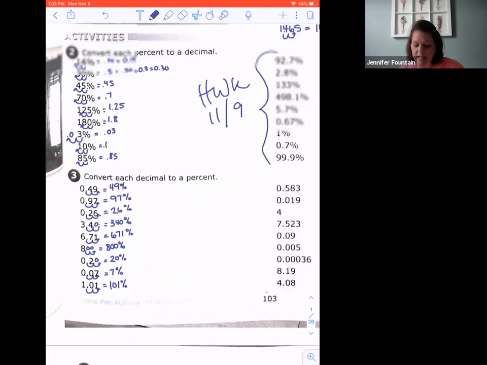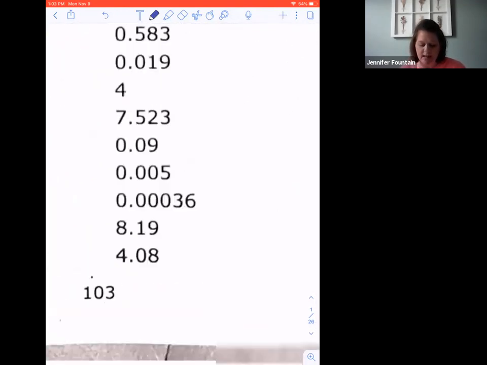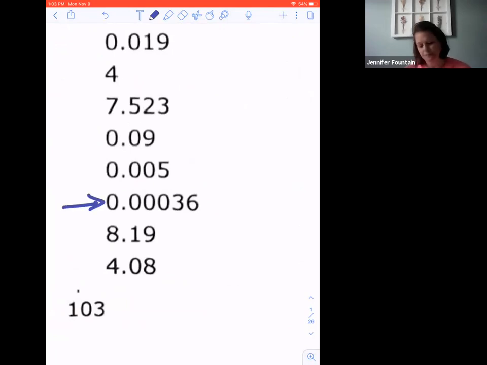Now let's take a look over here just a minute at this one right here. I have decimal 0.0036. We're going to do this one together. I start where my decimal is, go 2 places to the right. So that means I'm going to have 0.36 and then add my percent sign. I can only move my decimal 2 places to the right, but because there are still digits after the decimal when I move it, I have to have a decimal and my percent sign. So it would be 0.36%.